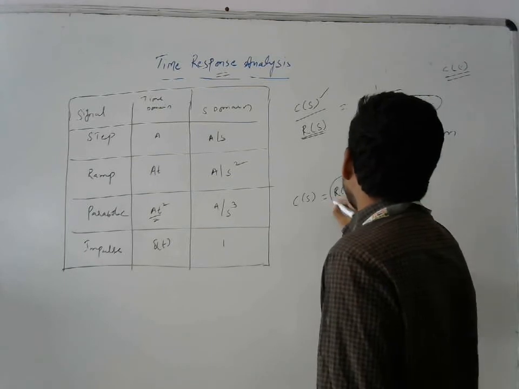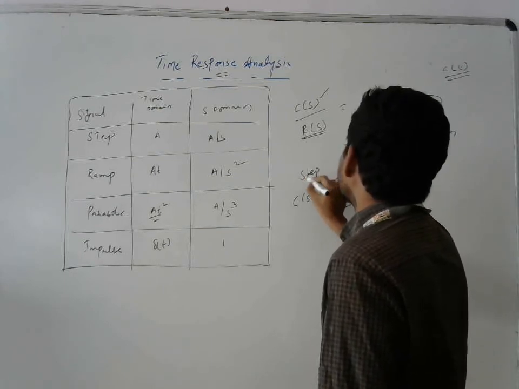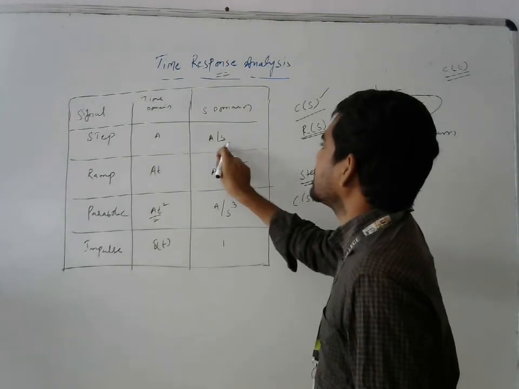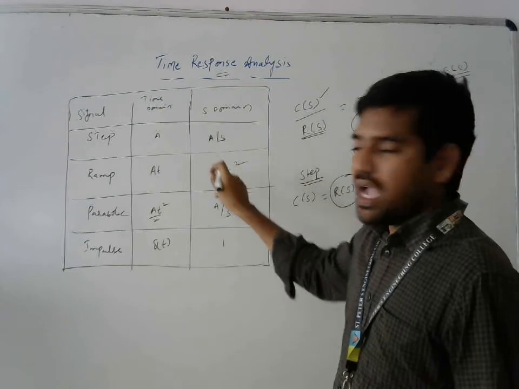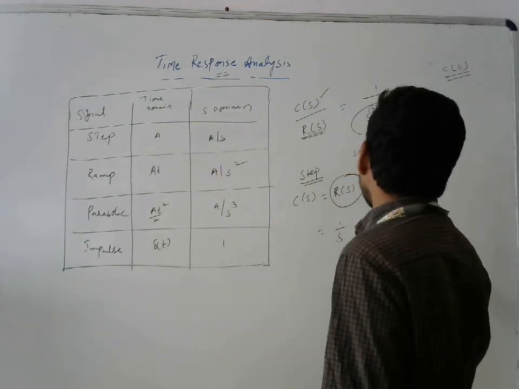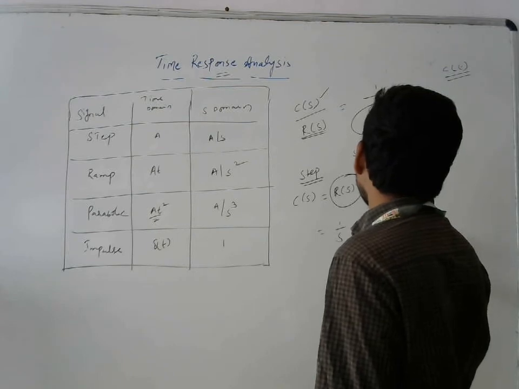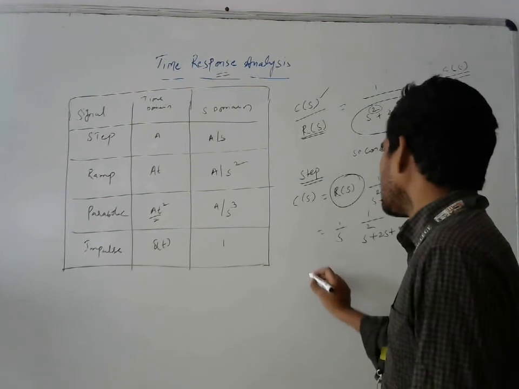Now what is the R of S value? R of S value for which signal he is asking? Apply the step signal. Step signal means R of S is A by S. Whether it is a unity feedback, then you need to take 1 by S into 1 by S square plus 2S plus 2. For example, if I am asking you to apply the ramp signal, then what we need to do?